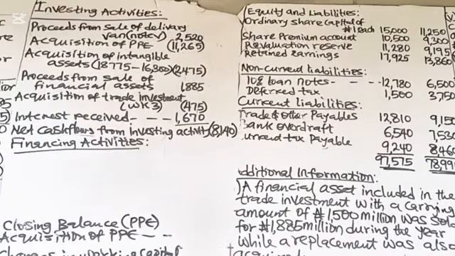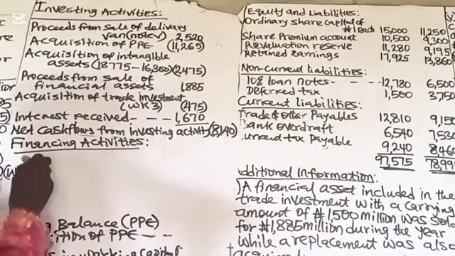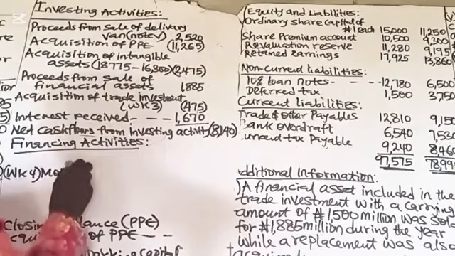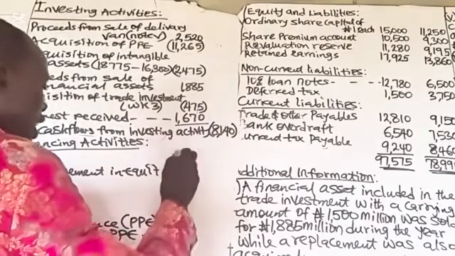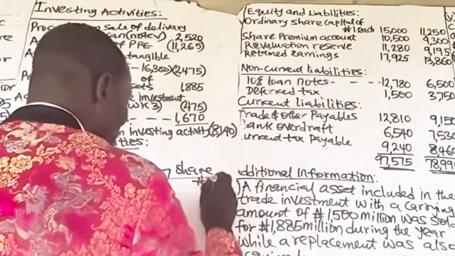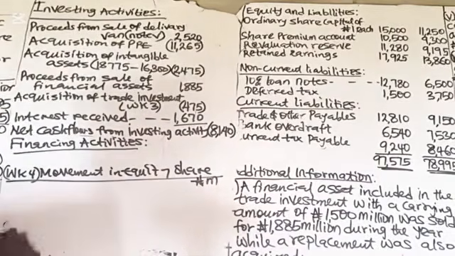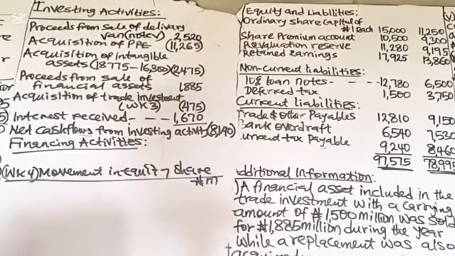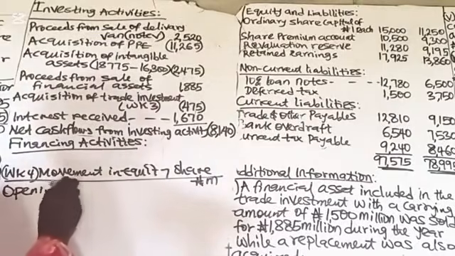of 1 naira each. So, working number 4, movement in equity share. Remember, in all our workings, we normally start with the opening balance. How much are the opening balances? So now let's have opening balances.